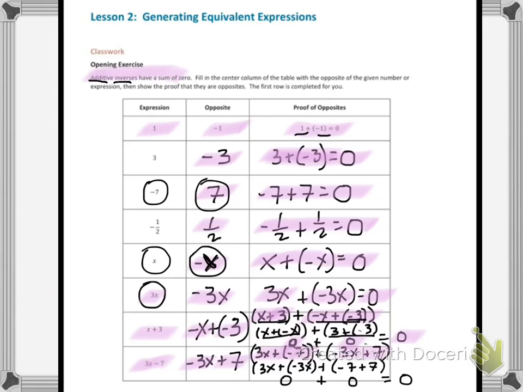Do the same as I did up here in this idea, using my associative and commutative properties. I've moved things around. So I put the two 3x's together, or the 3x and then the negative 3x, and I put the negative 7 and the 7 together, and both of those inverses are going to add up to 0 there, 0 there, therefore it totals out to 0.